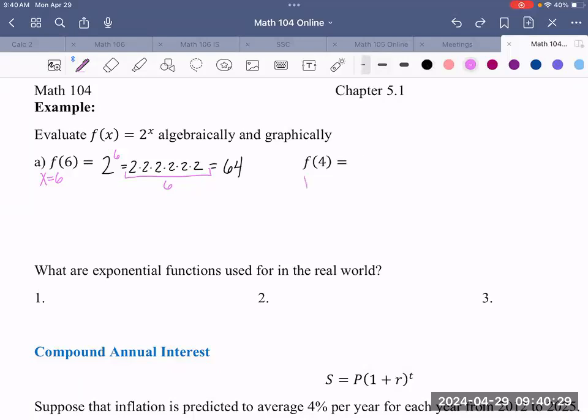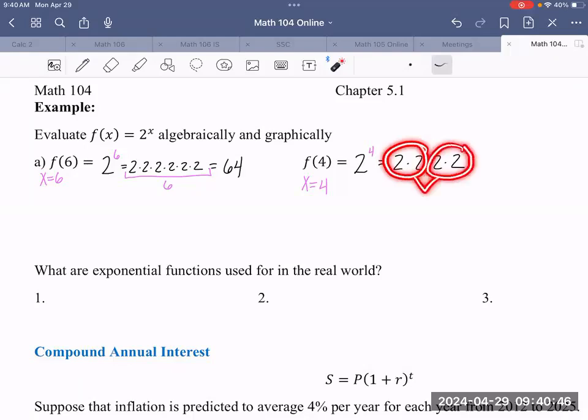And let's try it again here. So pause the video, see what you come up with. Instead of 2 to the x, we have 2 to the 4th, which is equal to 2 times 2 times 2 times 2. So 2 times 2 is 4, 2 times 2 is 4, 4 times 4 is 16.